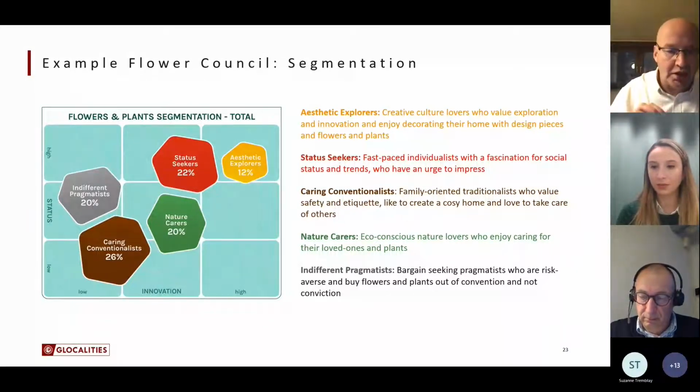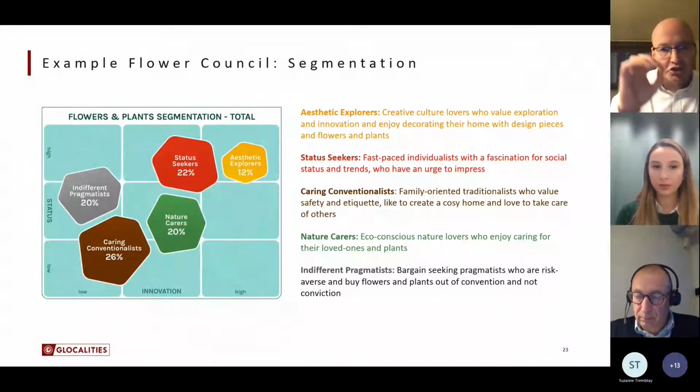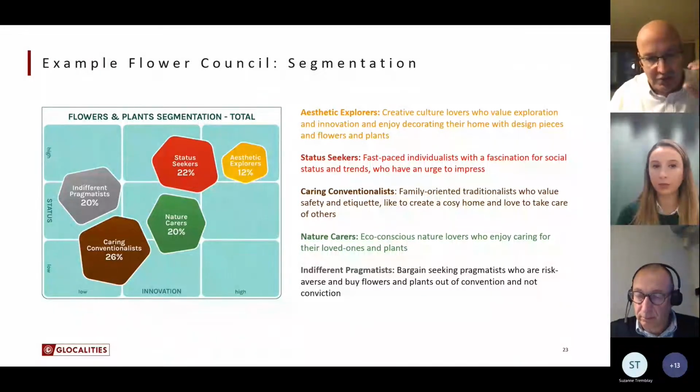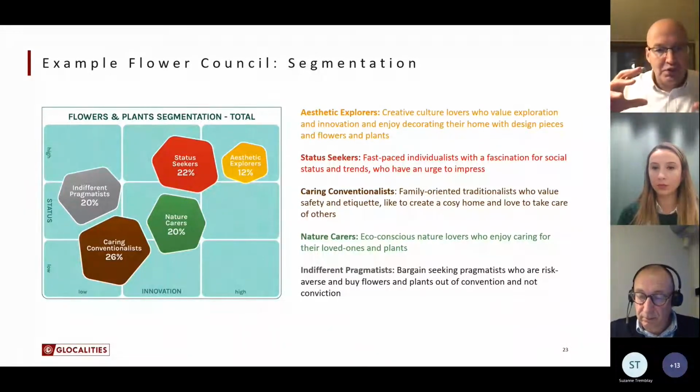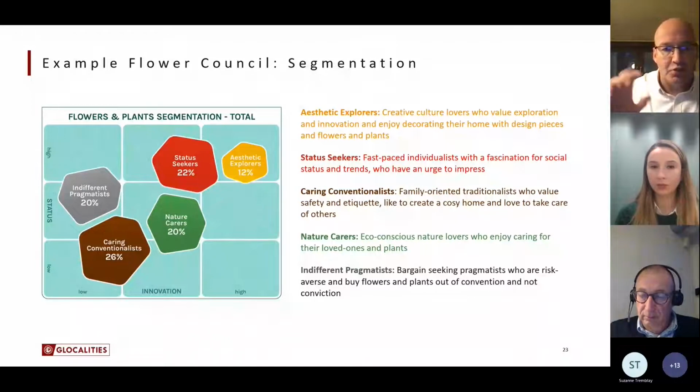And what we saw here by looking at different socio-cultural aspects of values, but also how they are very specific in their domain and sector, how they treat flowers, how they treat plants, is that we combined them together in a segmentation. One is the aesthetic explorer, so creative culture lovers who love exploration and innovation and enjoy decorating their homes with designed pieces and flowers.